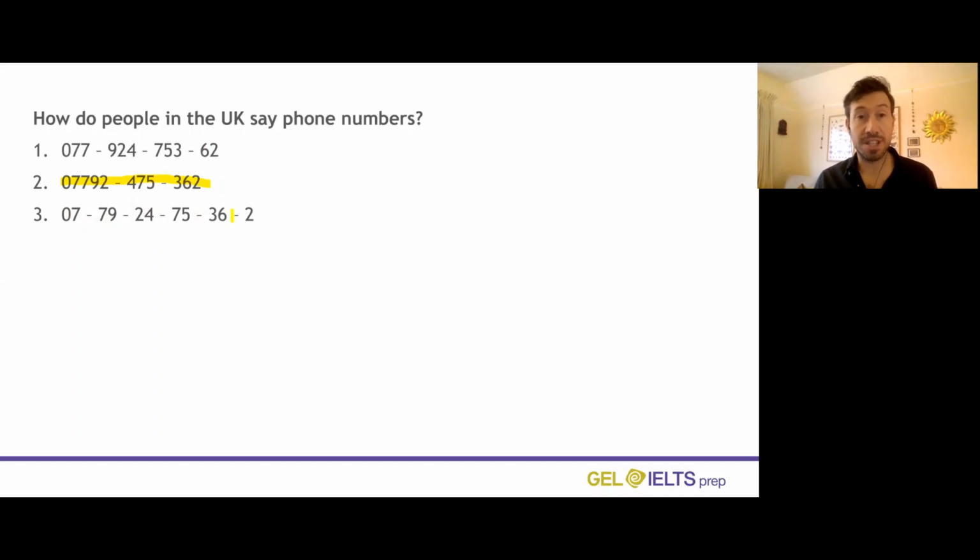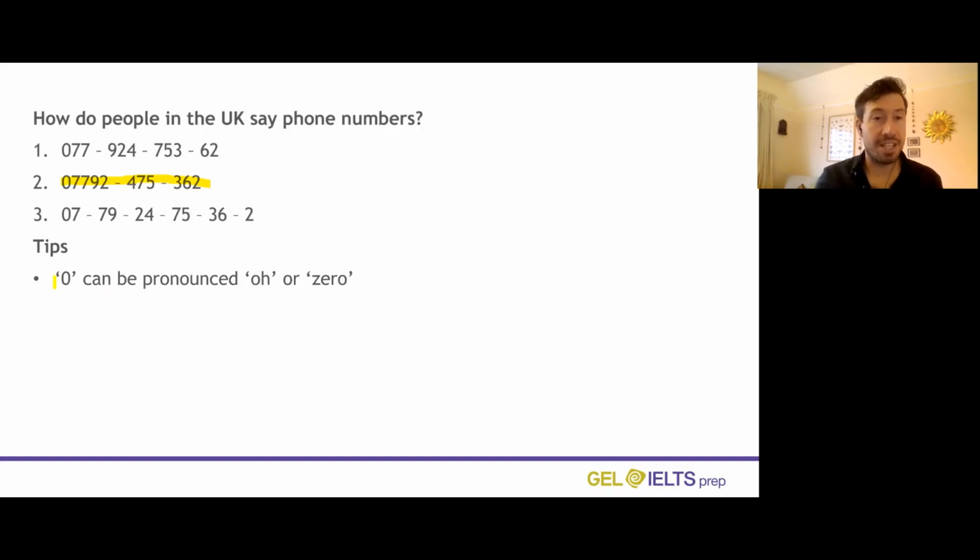07792 475362. It doesn't really work, so we wouldn't use that. 1 and 2, but 2 is the most common. So let's have a look at some tips for remembering phone numbers and understanding them.